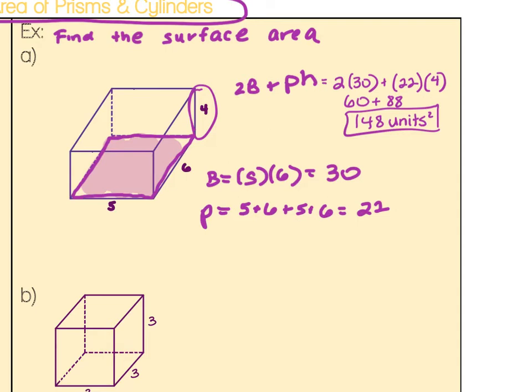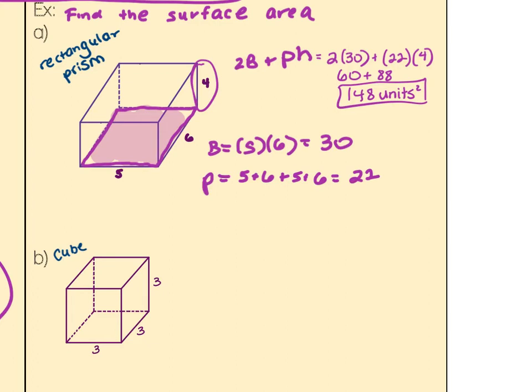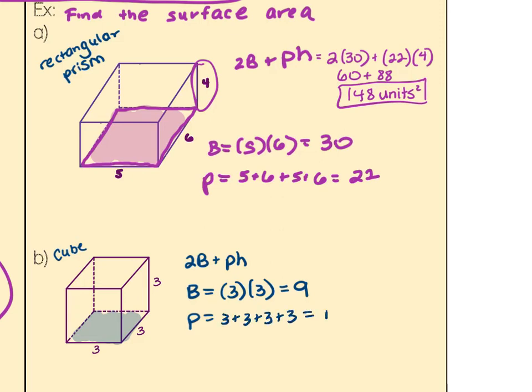Okay, B is a cube, so this one's the rectangular prism. B is a cube, but a cube is still a rectangular prism. It doesn't matter which ones we pick as the base and the height this time, so I'm going to pick the base as the bottom, to be consistent with what we just did. This would still be 2B plus PH. B is going to be 3 times 3, because it's length times width on the base, would be 9. Perimeter would be 3 plus 3 plus 3 plus 3, or 3 times 4, which is 12.